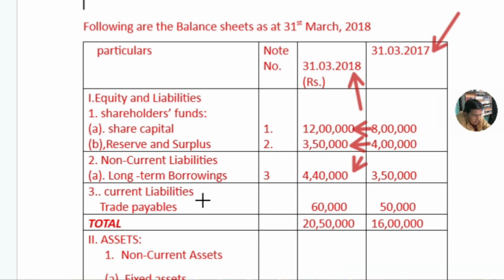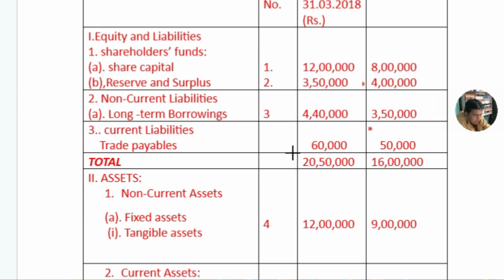And current liabilities, so operating activities: here the current liabilities are increasing by 10,000, an increase in current liabilities, so it is a cash inflow. And the total balance sheet of 2018 is 2,50,000 and 2017 is 16 lakh.